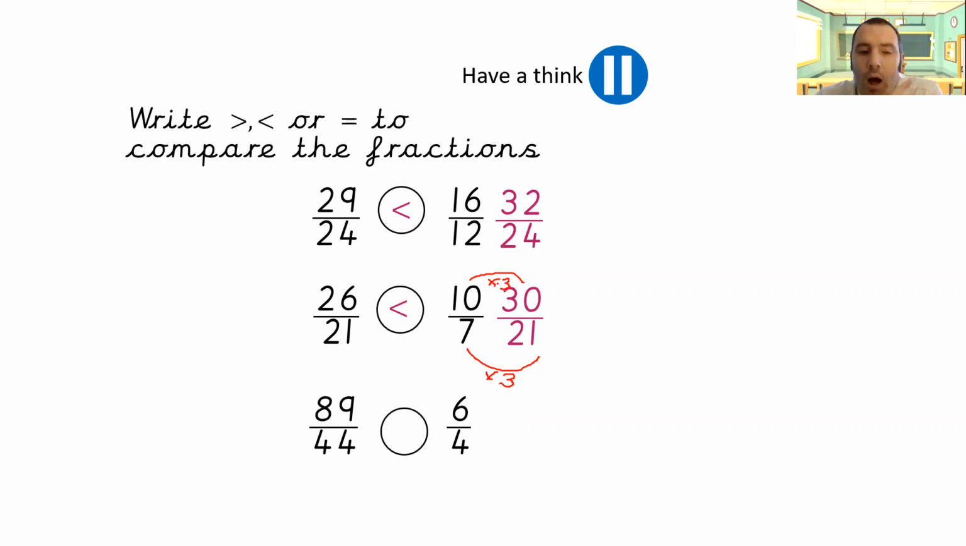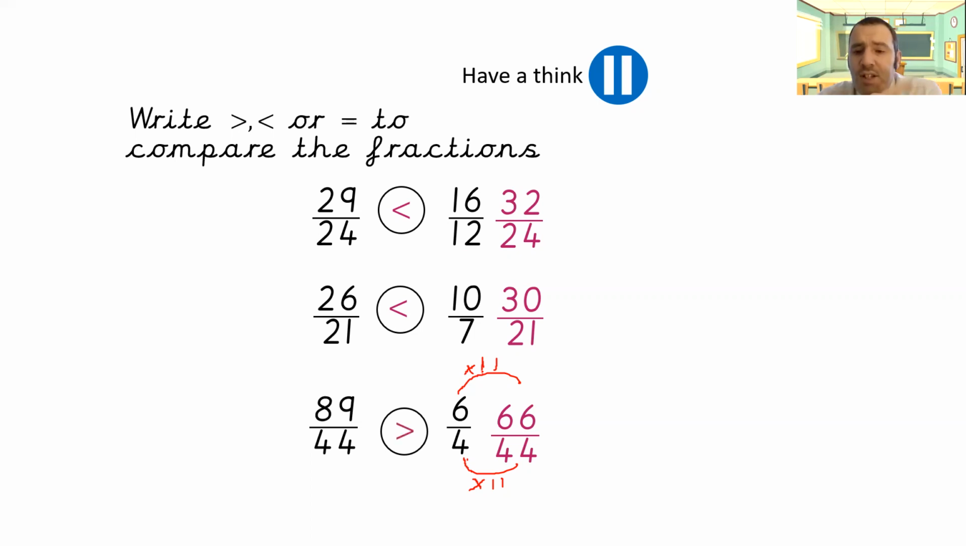Now, our last one. This one took a little bit of thinking through. So let's go through it, because there's two ways of doing this. The first way, which I would have instinctively gone to, I'm going to look at my denominators, 4 and 44, my 11 times table. I'm going to multiply this by 11, and I'm going to multiply my numerator as well to give me 66 over 44. I can compare those now, and I can say quite easily 89 44ths is greater than 6 quarters.